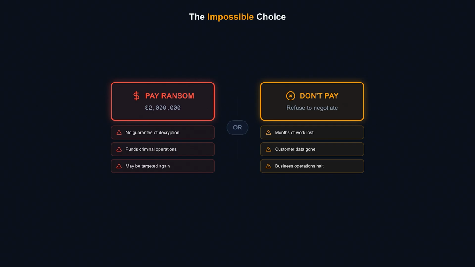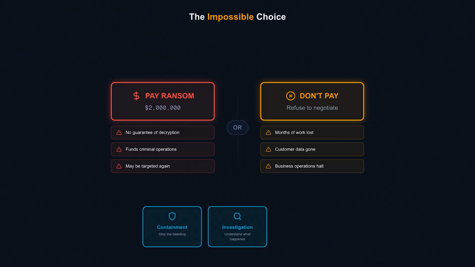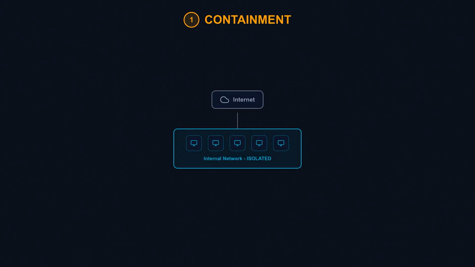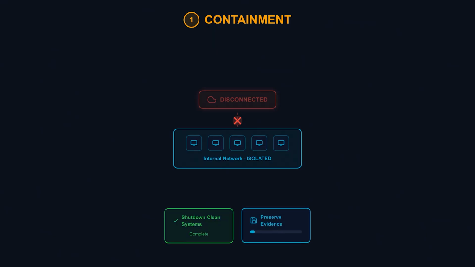This is where incident response begins. Not with prevention, which already failed, but with containment, investigation, and recovery. The security team's job now is to stop the bleeding, understand what happened, and get the business running again. The incident response team activates. First priority, containment. Stop the bleeding. They isolate the network from the internet to prevent data exfiltration. They shut down systems that aren't yet encrypted. They preserve evidence before doing anything that might destroy it.